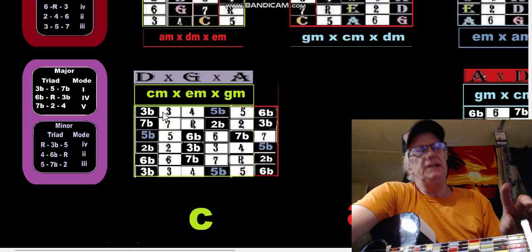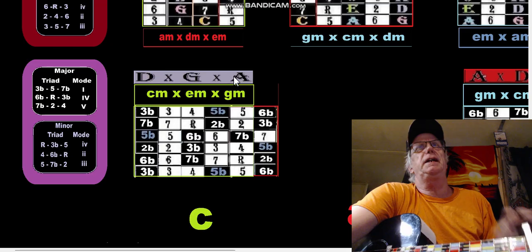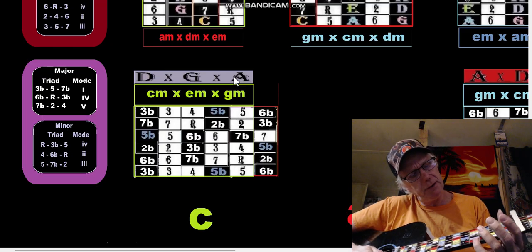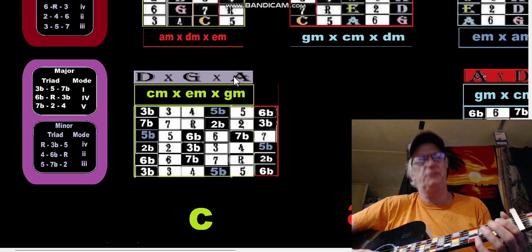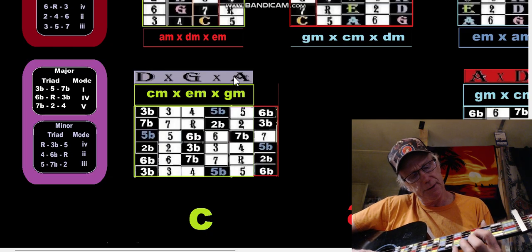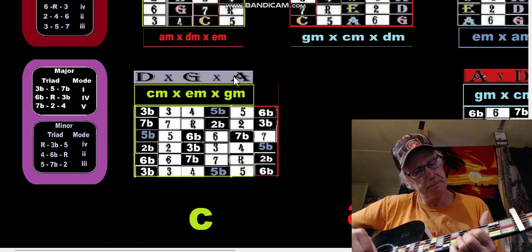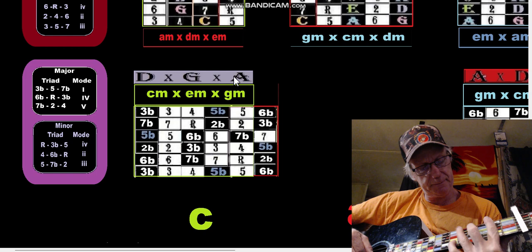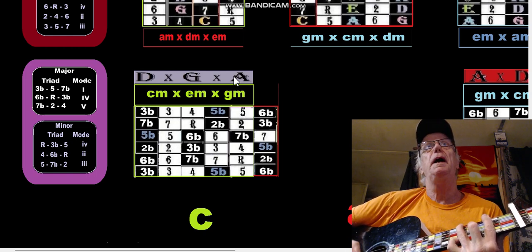So I've lowered the key down here now. But we still have D, G, A. But now we're up here in the key of what? We're in the key of E flat up here, way up here. And then the A shape.